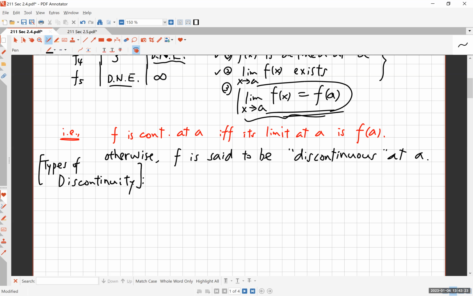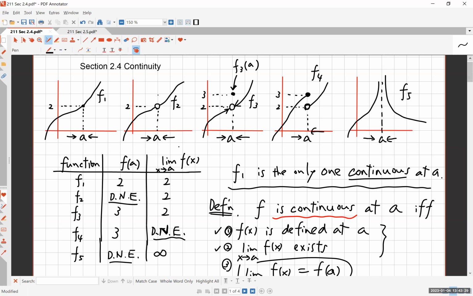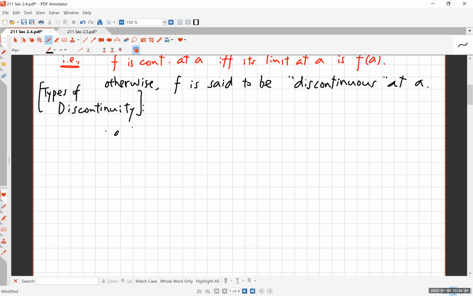Okay, let's talk about the types of discontinuity. I have already given you a bunch of behaviors where the function is discontinuous, right? If you have a hole, f2 has a hole right here. And f3, of course, has a hole and a point. f4 has a gap, and f5 has a vertical asymptote. It looks like these are the things you want to avoid. A hole, a single hole, a gap, which could be called a jump.